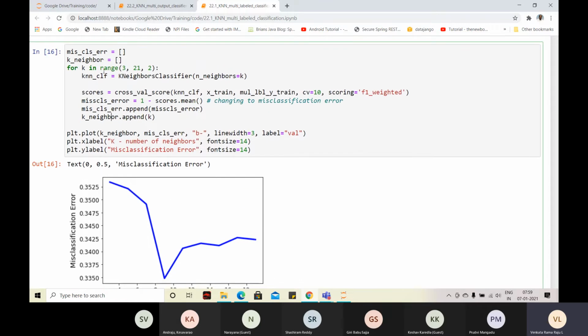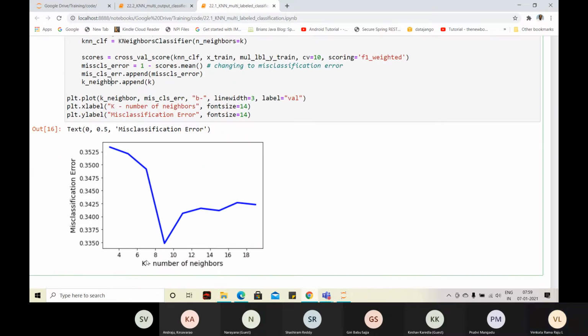So with the number of k growing, the error is reducing. With 3, we have got a huge error. With 5, it reduced a little bit. With 7 it reduced even more, with 9 it reduced more, but with 11 it is rising again. Okay, 9 must be the best one.